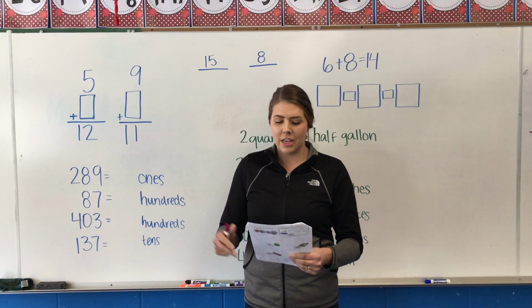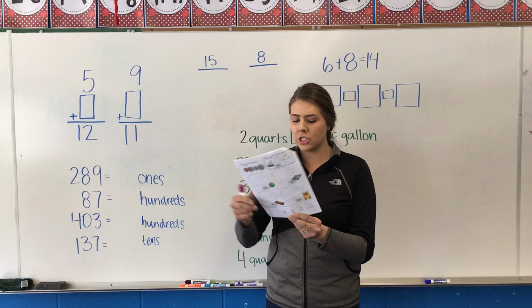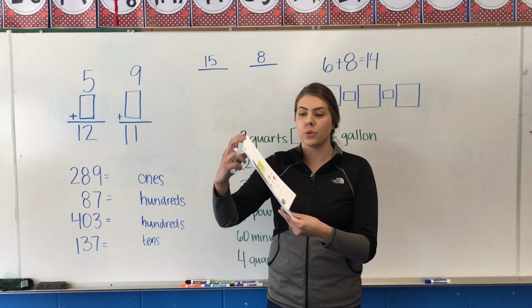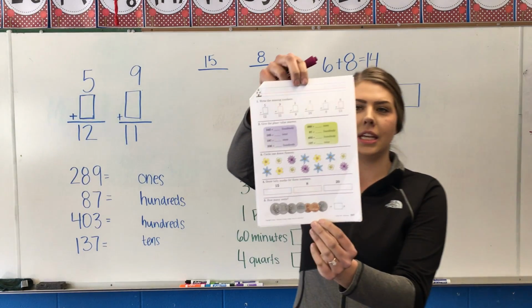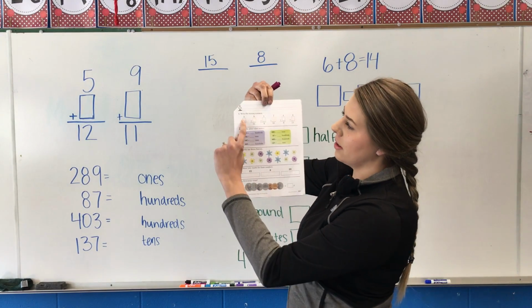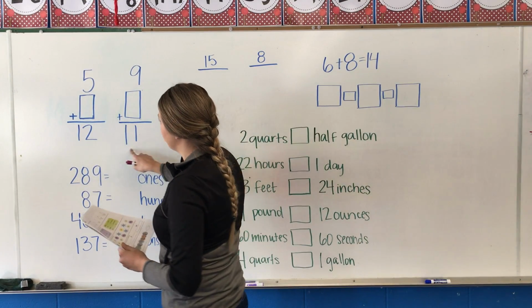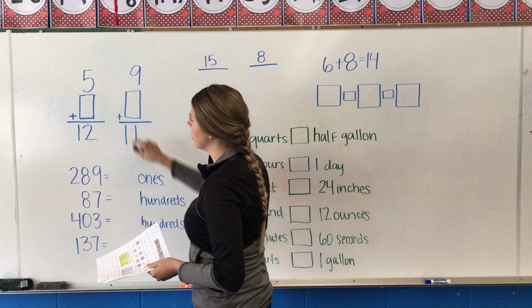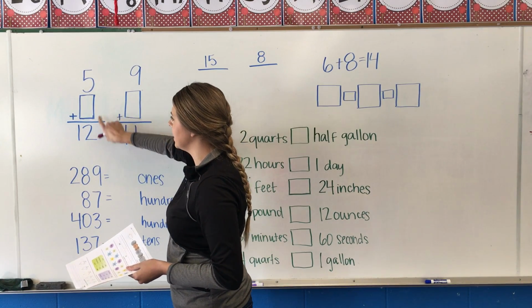Good morning, first graders. We're going to be working on our math today, page 327, 328. It looks like this. We'll start at the top here, and I have two examples for you. It just says write the missing number, so you know that 5 plus what equals 12.